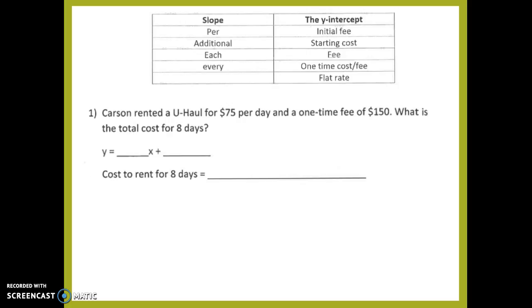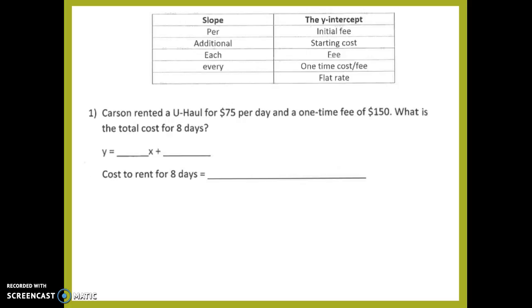of the screen. Those are some key words: per, additional, each, every. Those are words that indicate we're looking at the slope. The y-intercept is when you're going to have an initial fee, a one-time cost, the starting cost, or a flat rate. And that's going to make more sense when we look at a couple problems here.